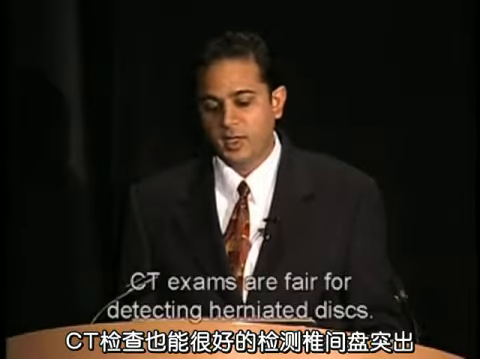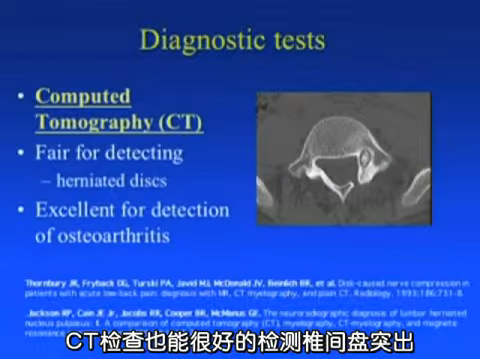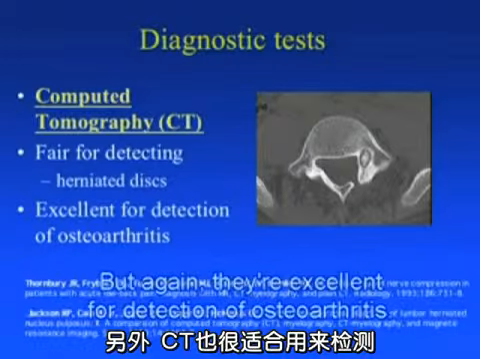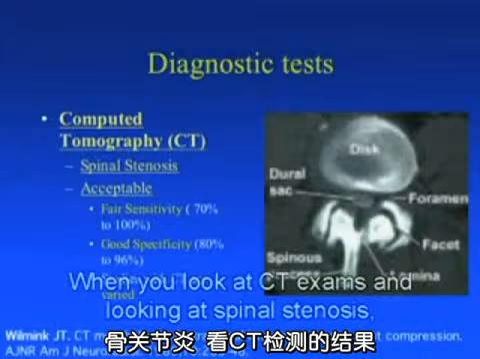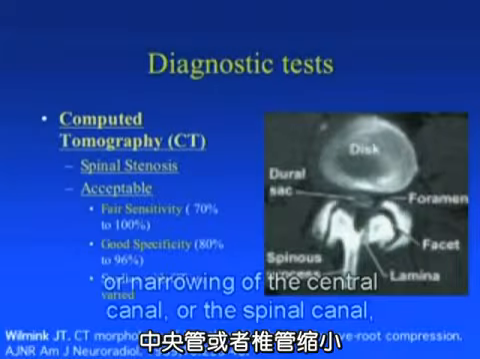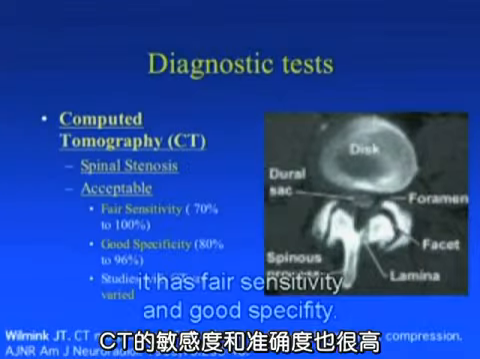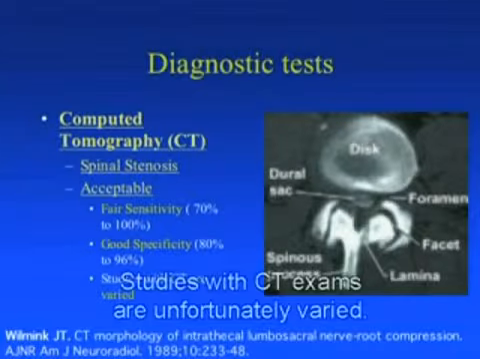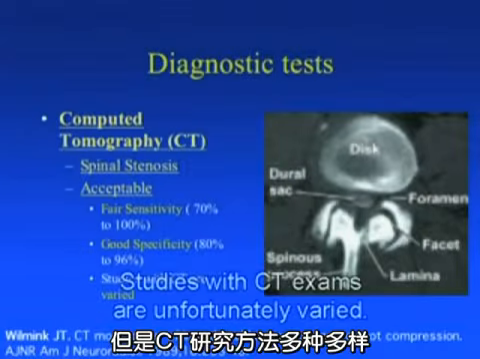CT exams are fair for detecting herniated discs, but again, they're excellent for detection of osteoarthritis. When you look at CT exams for spinal stenosis, or narrowing of the central canal or the spinal canal, it has fair sensitivity and good specificity. Studies with CT exams are unfortunately varied.